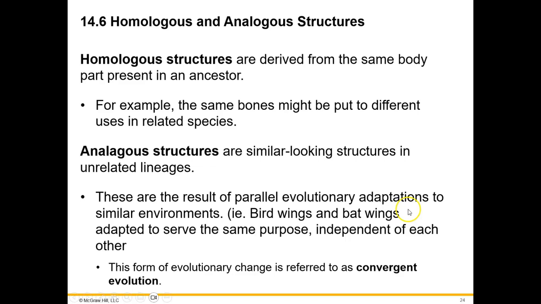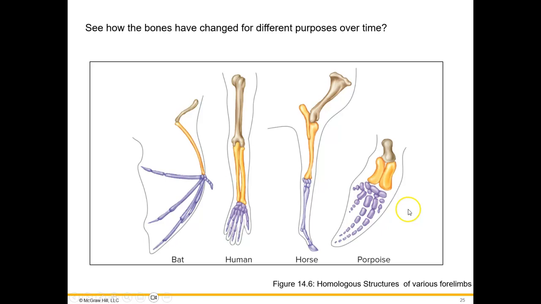When we're talking about these different structures, we've got homologous structures and analogous structures. The homologous structures are derived from the same body part that is present in an ancestor. It just could be modified and put to different uses in related species. So if we go to the next slide, you can see these are homologous structures. Basically, we've got the same general set of bones with modifications made for our different purposes.